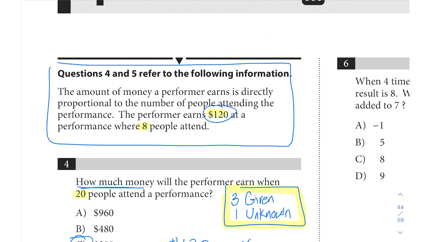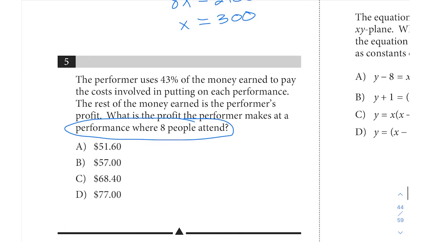So here, 8 people attend, double check, yep, 120, okay, good. Let's write that value down here. So this is going to be 120. Now there are 2 ways to approach this. It says that they use 43% of the money in order to pay the costs involved in putting on each performance. So you can calculate this by taking 43% of 120. And if you do that calculation, that comes out to 51.60. So 120 times 0.43 would give us 51.60.